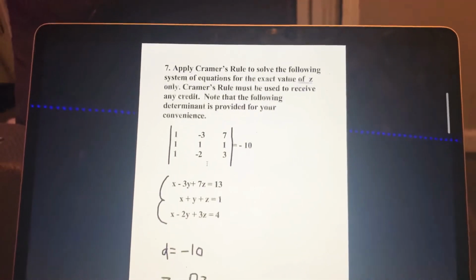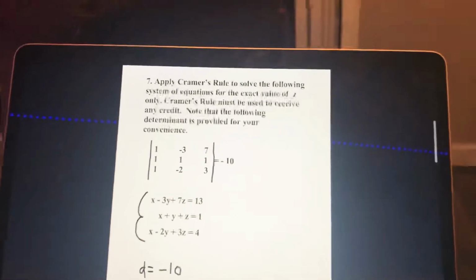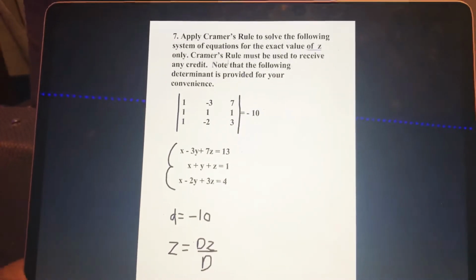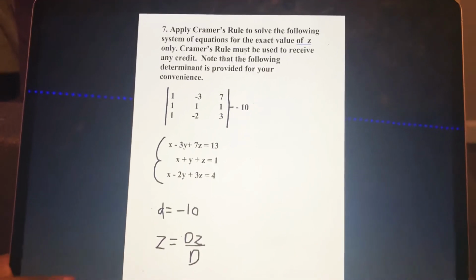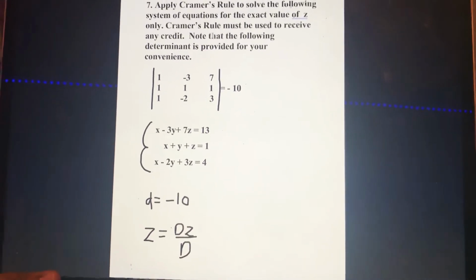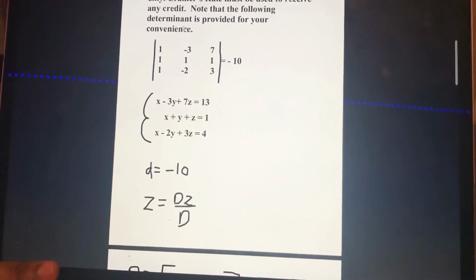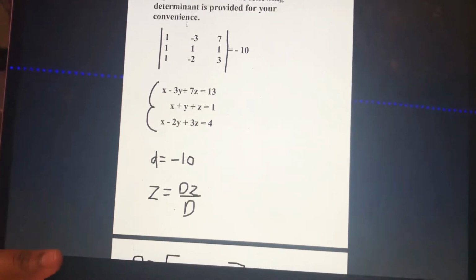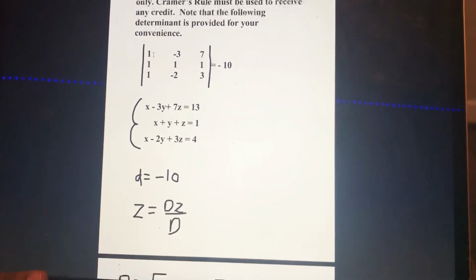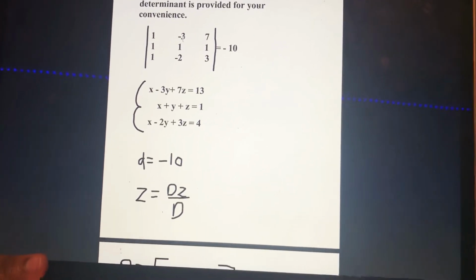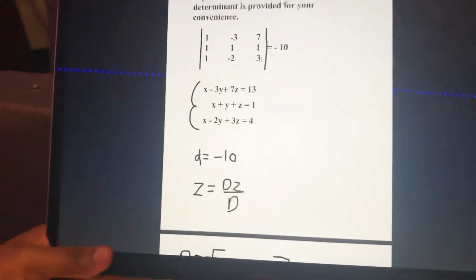The next question says, apply Cramer's rule to solve the following system of equations for the exact value of z only. Cramer's rule must be used to receive any credit. Note that the following determinant is provided for your own convenience. Now, in the question, we were provided the determinant, which made it a little easier to solve.